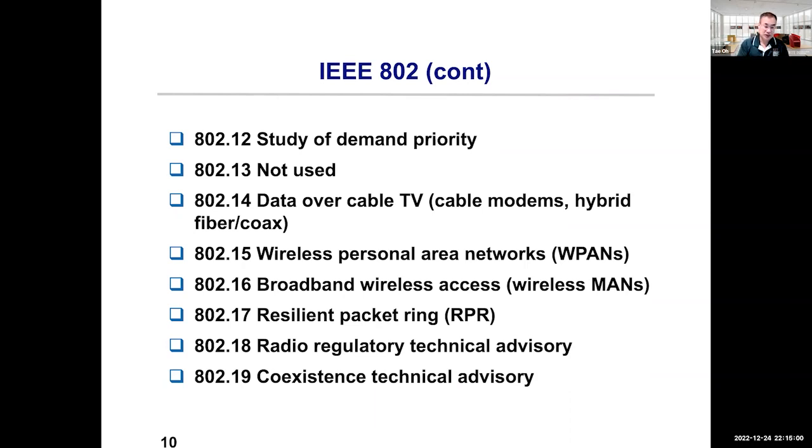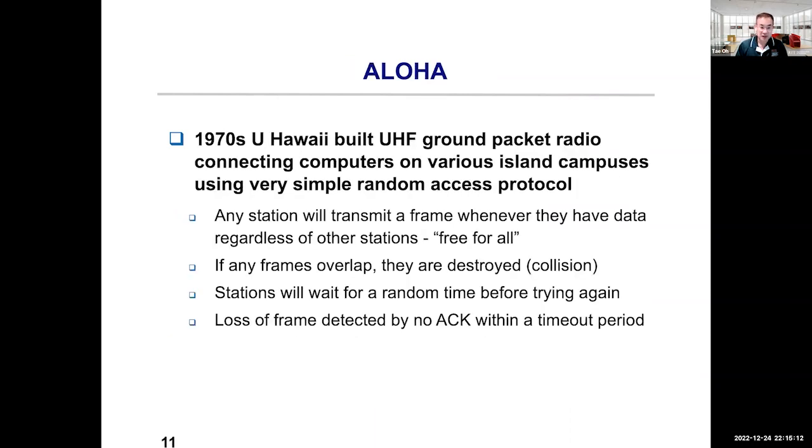So now let's go back and see how local area networks, especially wireless, developed in the first place, especially in the wireless arena. They first tried it back in 1970. The University of Hawaii built the UHF ground packet radio. That was the first packet radio.